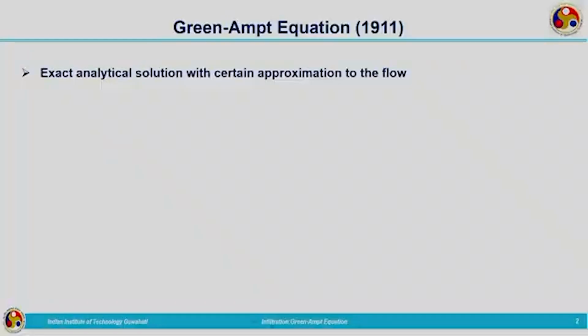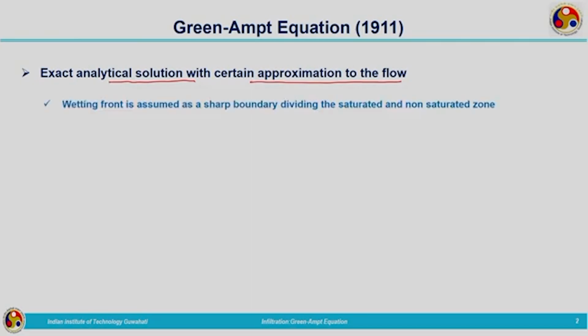Green-Ampt equation was derived in the year 1911. This provides an exact analytical solution with certain approximations to the flow. Some approximations are made related to flow through the unsaturated zone, and then this equation has been derived. It is derived based on fundamental principles, that is, the continuity and momentum equations. First we will derive the continuity equation and then the momentum equation. After that, combining these two fundamental equations, the Green-Ampt equation is derived.